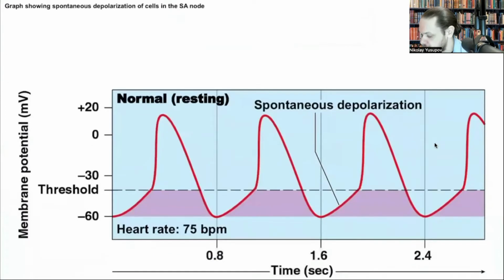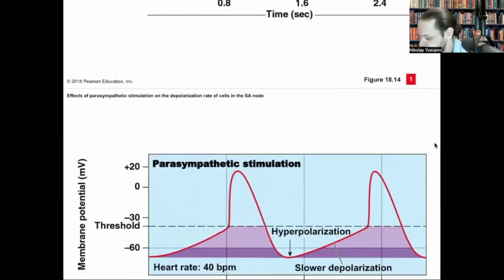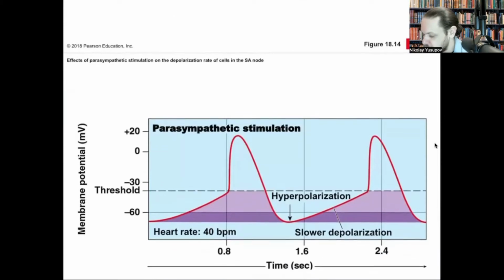So we see this here. So this is the graphic. Here we see the parasympathetic, how it lowered.